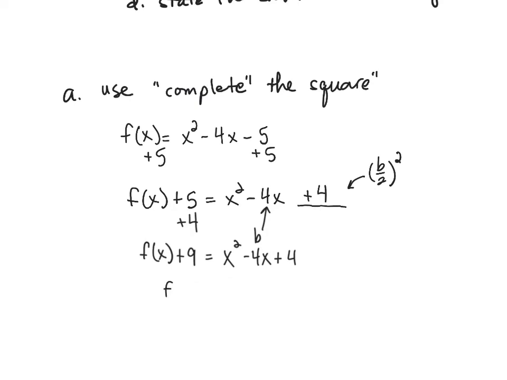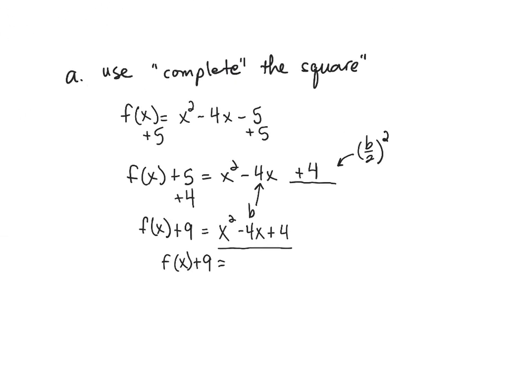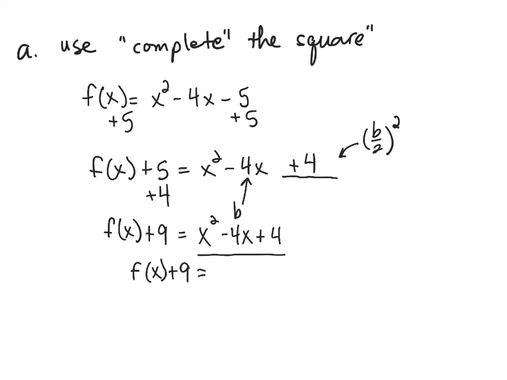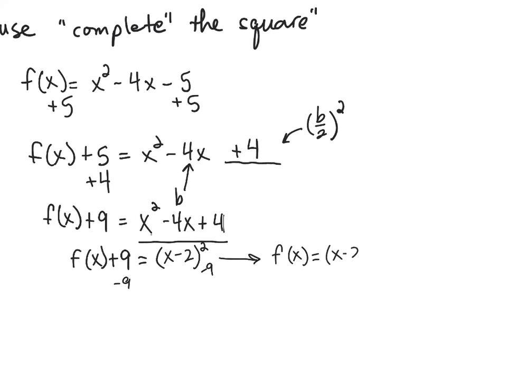And then we can factor this right side now in the same way that we factored all of these perfect square trinomials over there. x squared minus 4x plus 4 is x minus 2 times x minus 2, or simply x minus 2 squared. And then the very last step is to move this 9. So the function in standard form now becomes x minus 2 squared minus 9.